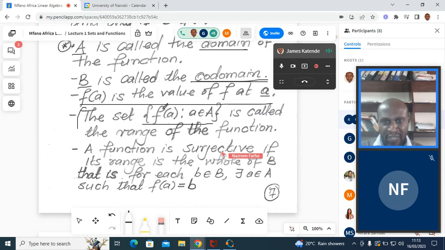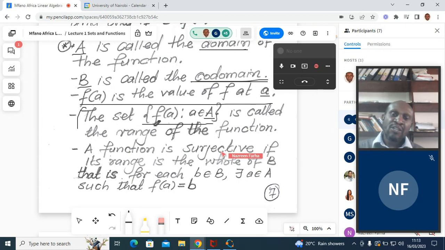So the values of a function at all the points in a given set, all the possible values of a function for all the points in the domain, is what we call the range of a function. So the range is a subset of the codomain. It can also be the whole of the codomain in some cases, but it doesn't have to be.